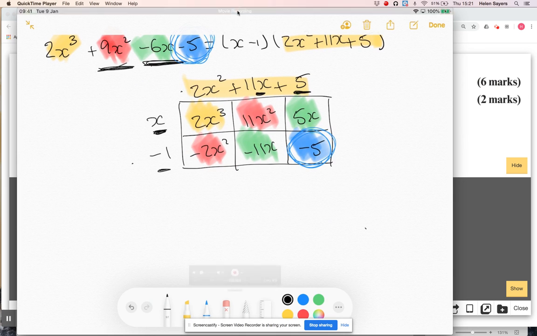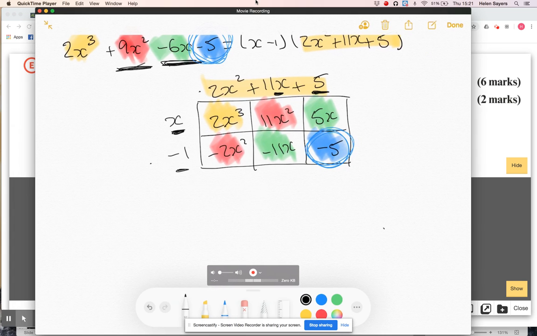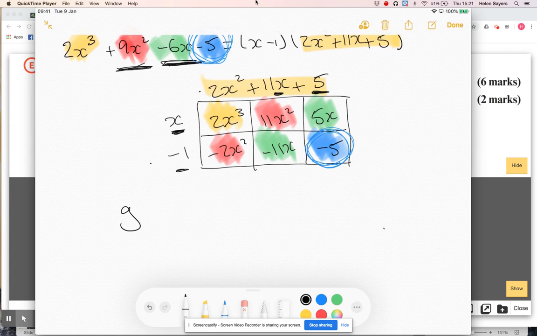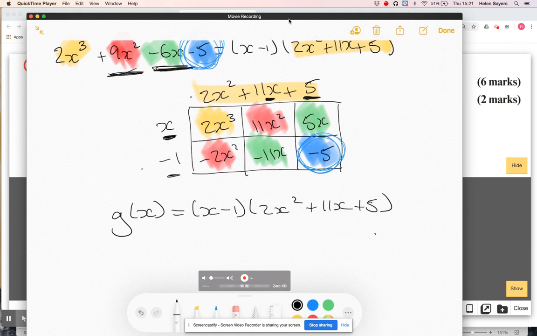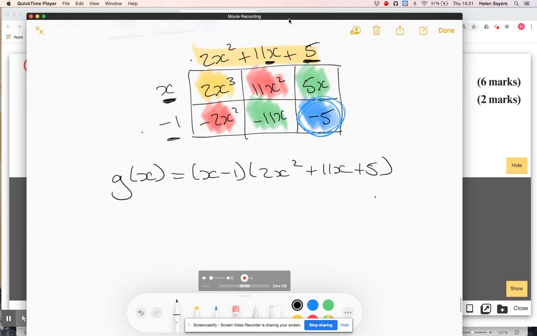So did they tell us what to call it? Yeah, so we're calling it g of x. So what I've found so far is that g of x is x minus 1 times 2x squared plus 11x plus 5. And all it said was factorise, but assume it means factorise fully. So that could be the final answer. Depends on whether the quadratic factorises or not.